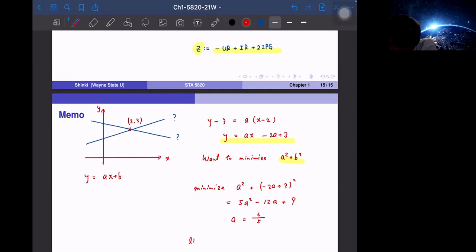So the regression line is y equals 6/5 x minus, maybe we use 1.2, so 1.2x minus 2.4 plus 3, so minus 2 times 1.2 plus 3. So this is 1.2x plus 0.6, right? So you can determine the line. So this is the shrinkage, the so-called shrinkage method.